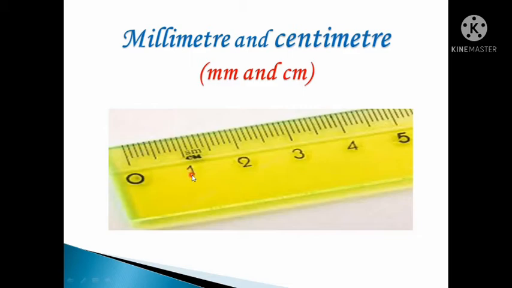Again, see that 1 centimeter and 1 millimeter. 1 centimeter and 2 millimeter. 1 centimeter and 3 millimeter. So each and every smaller line indicates a millimeter, and every bigger line indicates a centimeter. So each and every 10 millimeter, 1 centimeter will be taken out. Okay. So see here, 1 centimeter, 2 centimeter, 3 centimeter, 4 centimeter, 5 centimeter. So the smaller lines will be counted in millimeter.